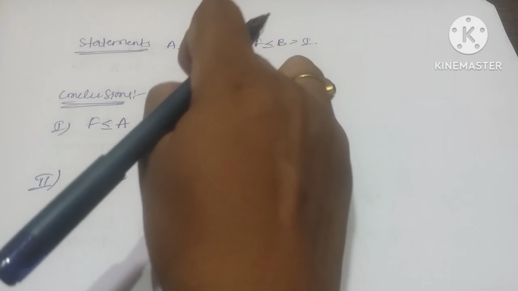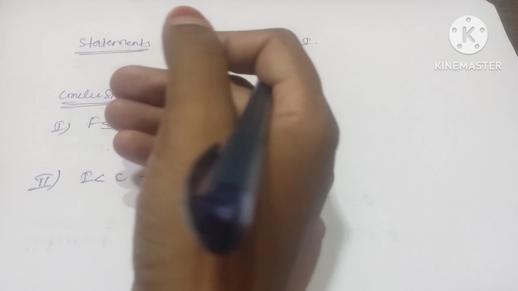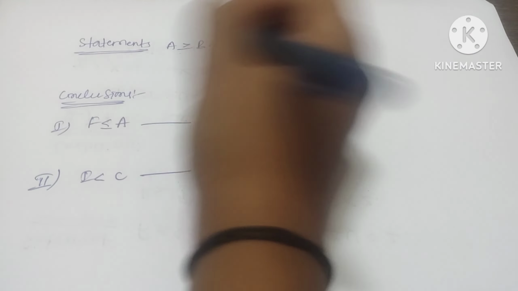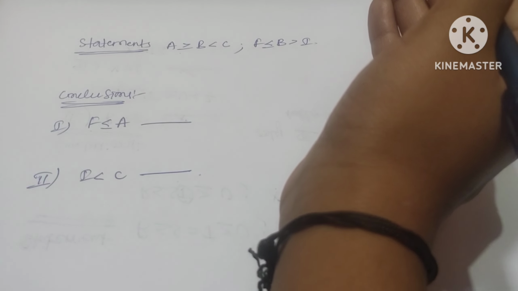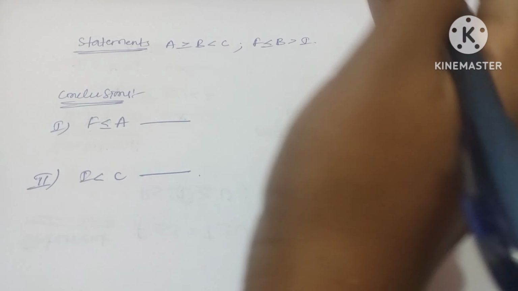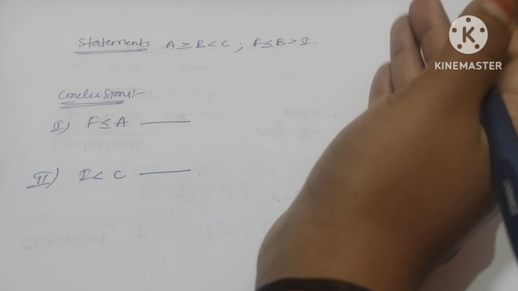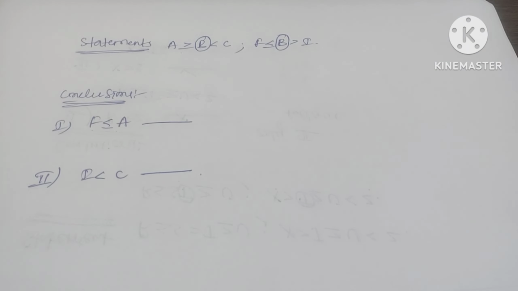Okay. Now these are the statements and these are the conclusions in this particular question. Okay. Now we have to go with the conclusions. F is less than or equals to A. F is here, A is here. Both F and A are in different statements, right? We have to solve this conclusion now. First we have to take the common letter between these two statements. Here, B is the common letter between these two statements, right?